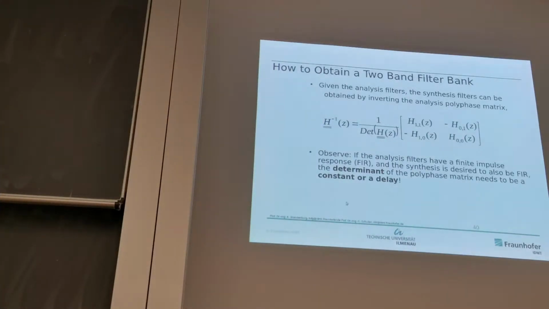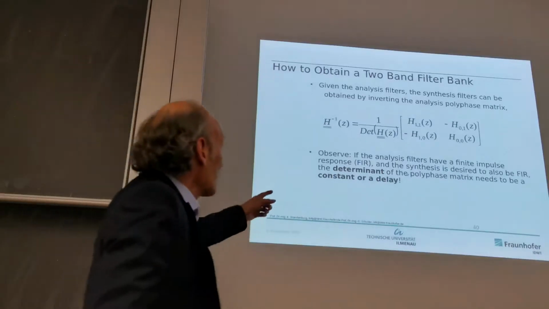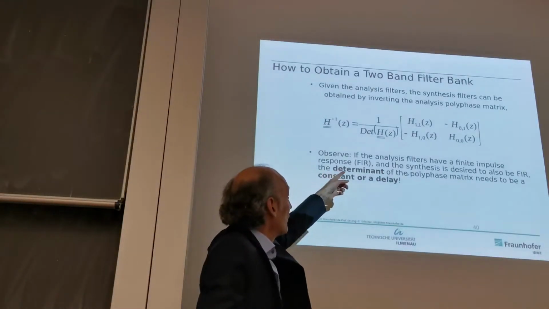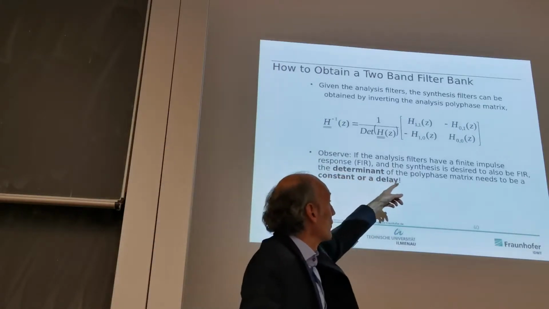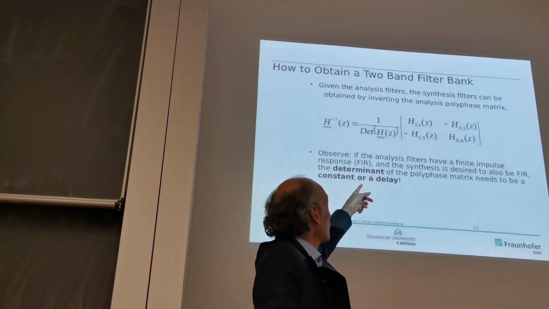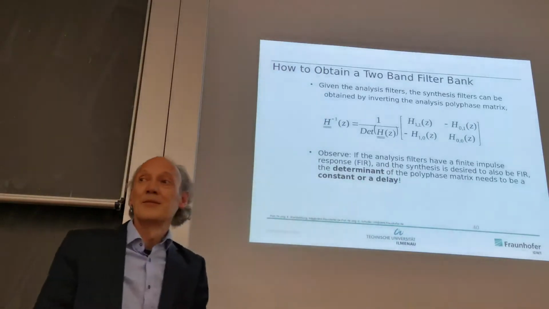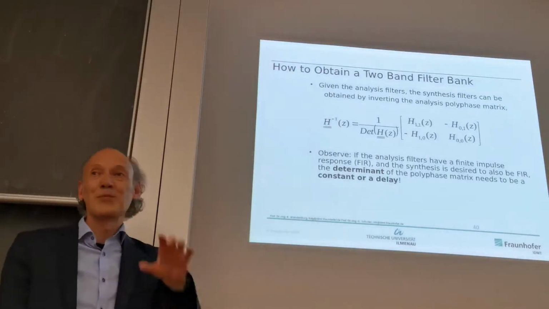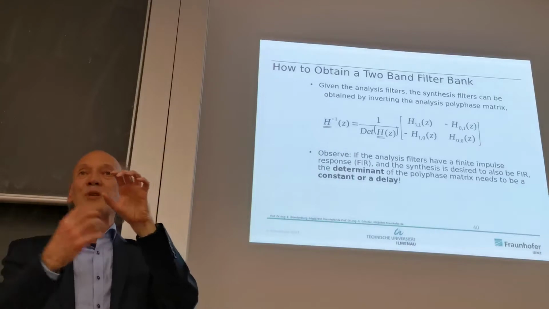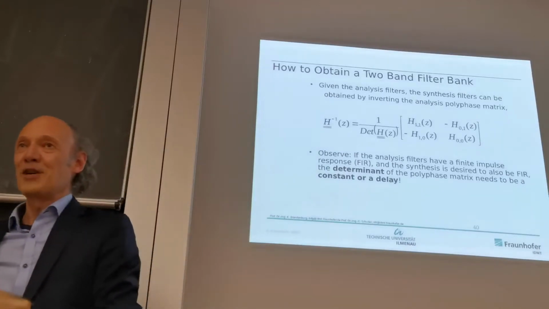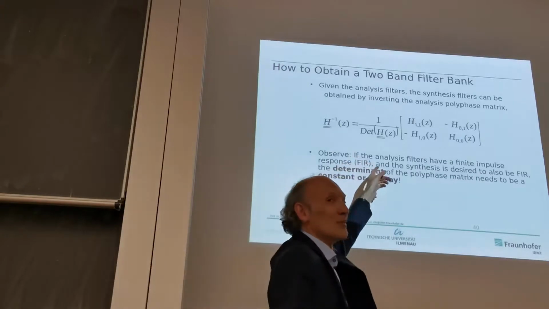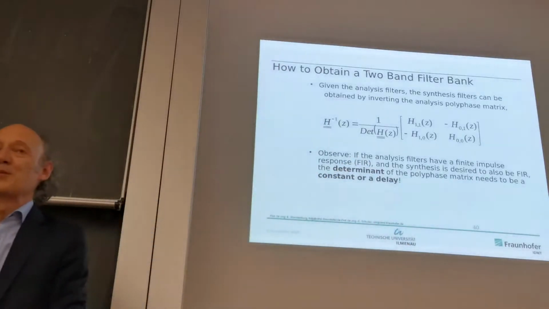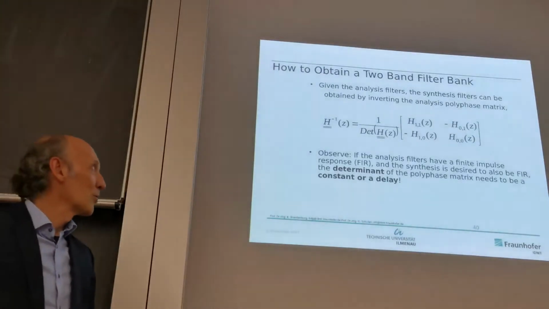Yeah. So if the analysis filters have a finite impulse response, FIR, and the synthesis is desired to be also FIR, then the determinant of the polyphase matrix also needs to be a constant or a delay, otherwise it becomes IIR. Right? Remember when we have an IIR filter, we have a denominator polynomial, and in FIR filters we have no denominator polynomial. Remember? So that's why basically this determinant is a problem. But we want to get rid of it. It should be either a constant or a delay.